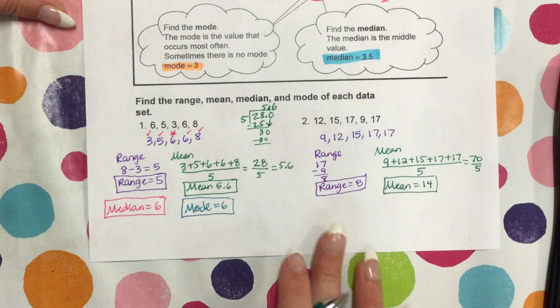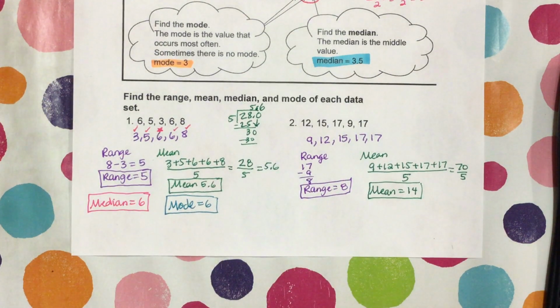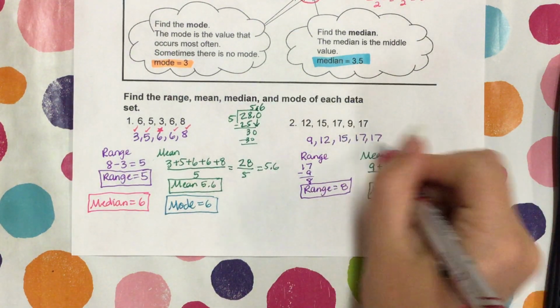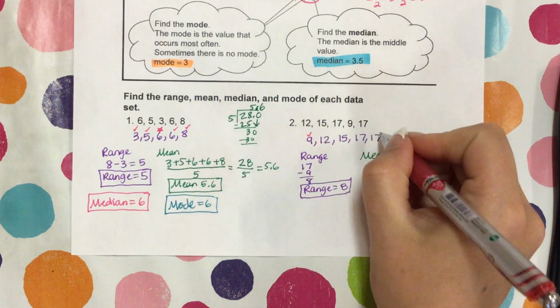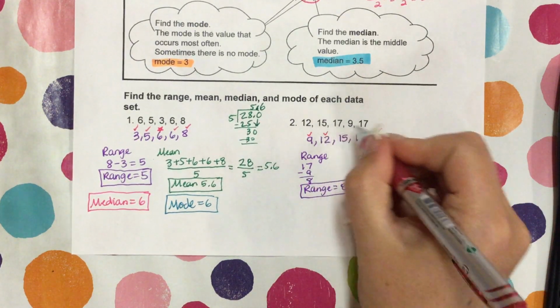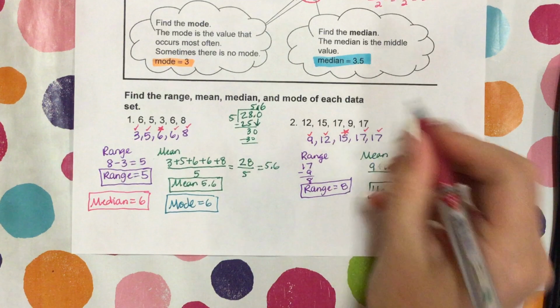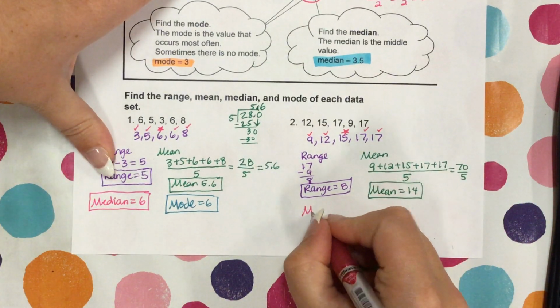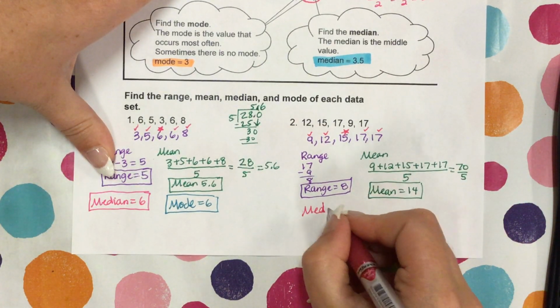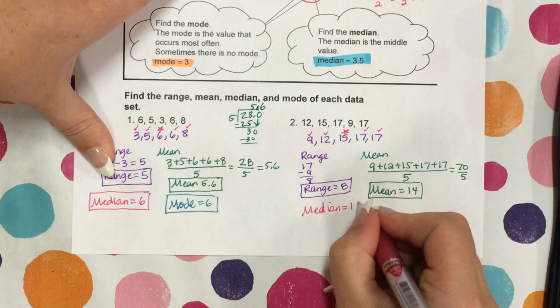Perfecto. And now on to the median. For the median, I'm going to find the middle number. I'm going to take the smallest and the biggest away, and then the next smallest and the next biggest away, and there we have it. Our median is 15. So the median equals 15.